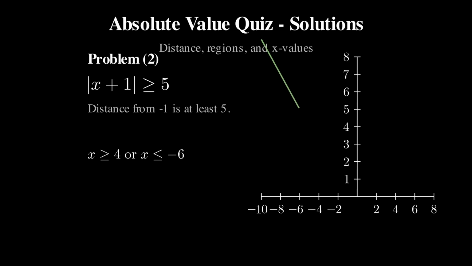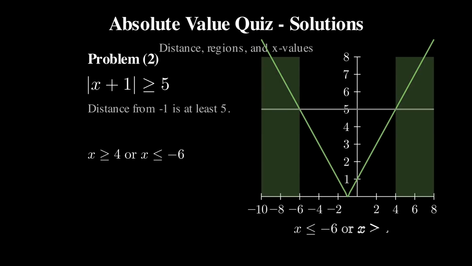On the graph, we draw y equals the absolute value of x plus 1 with its vertex at x equals negative 1 and mark the vertical line x equals negative 1. We add the horizontal line y equals 5 and shade the parts of the V shape that lie at height 5 or higher. Reading the x values of this shaded region gives exactly x is less than or equal to negative 6 or x is greater than or equal to 4.